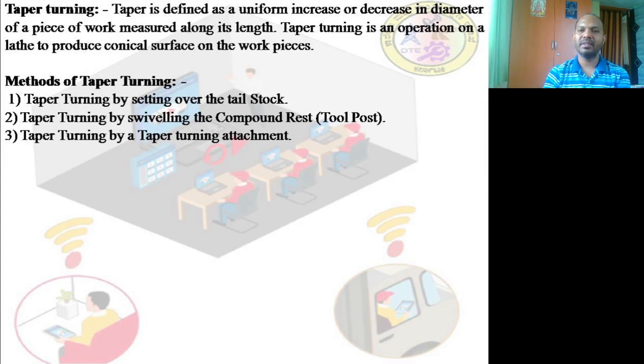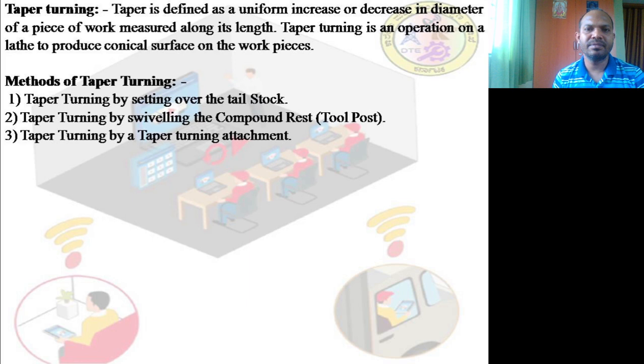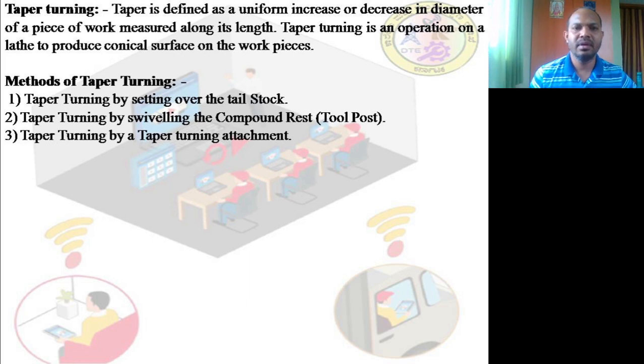Now an important one is taper turning. Taper turning means it's a cone-like structure. Actually, it is an increase or decrease in diameter, and that is what we call taper turning. Taper is defined as a uniform increase or decrease in the diameter of a piece of work, measured along its length. For example, you can take a pencil. The pencil tip is nothing but a tapered one.